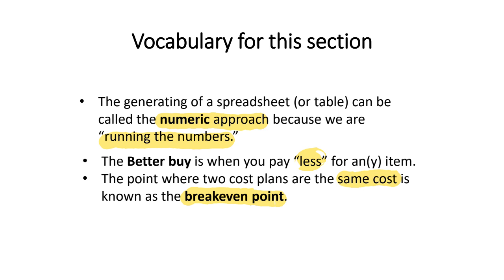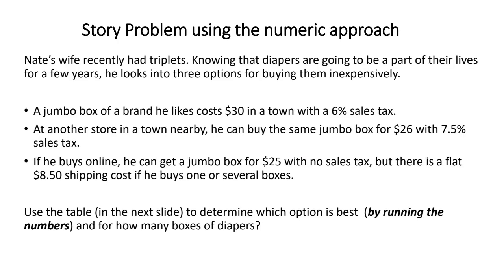Now, we're going to look at the first story problem. This is a spreadsheet that I have done for you, but you can also see this particular spreadsheet on page 323 in your textbook. Now, the story problem is saying Nate's wife recently had triplets. Knowing that diapers are going to be part of their lives for a few years, he looks into three options for buying them. The bullets that are here are my three options.